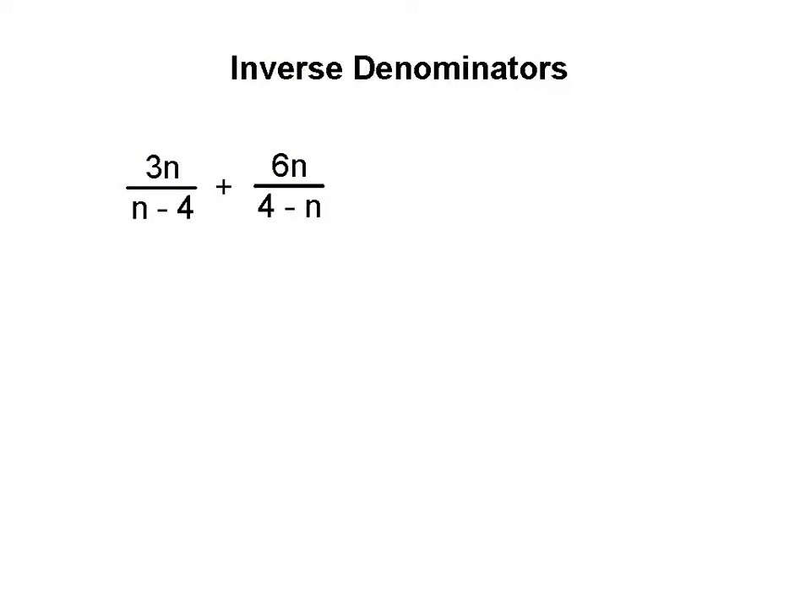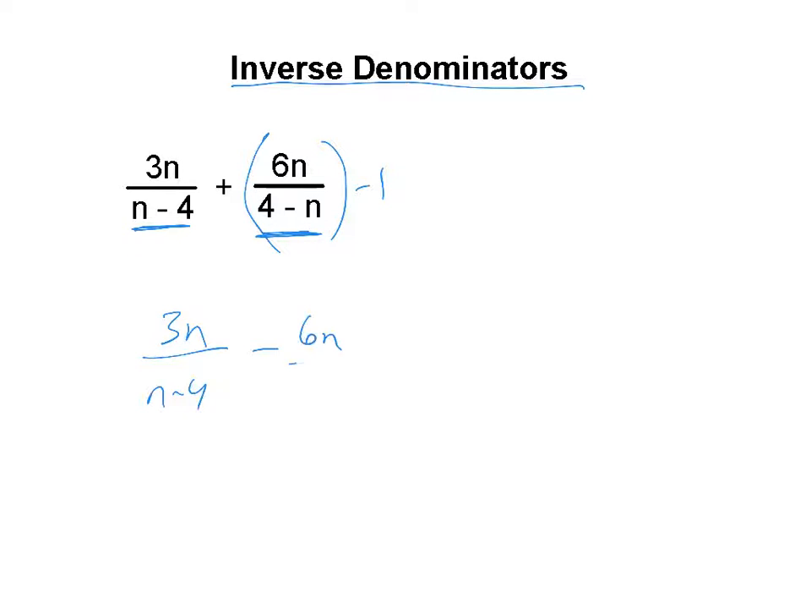So what happens if your denominators are opposites of each other? Notice these are really opposites. We call them inverse denominators, right? And so to make them the same, we're going to take everything on the second one times negative 1, right? Everything. And so this becomes 3n over n minus 4, which stays the same. And then this other one becomes minus 6n over n minus 4, right? Because this negative n would become positive and this 4 would become negative.